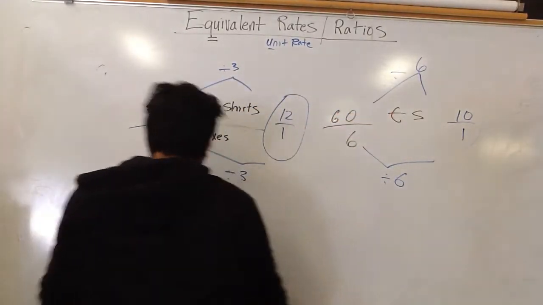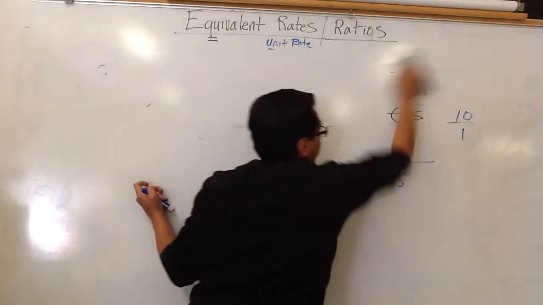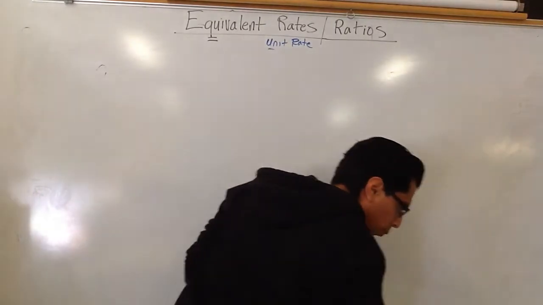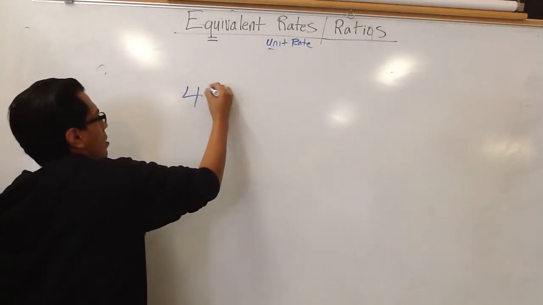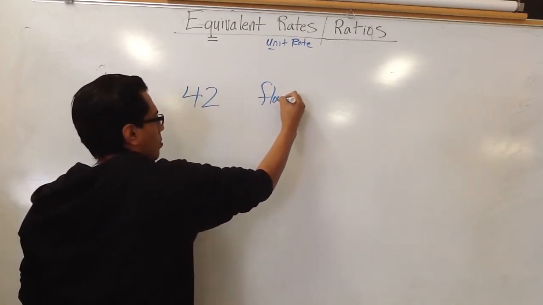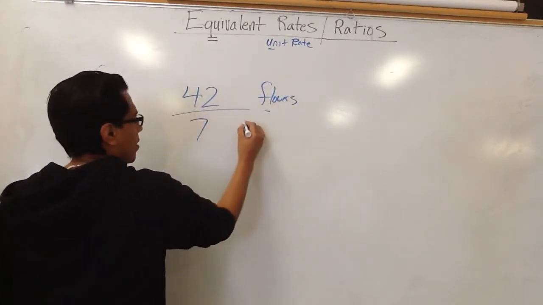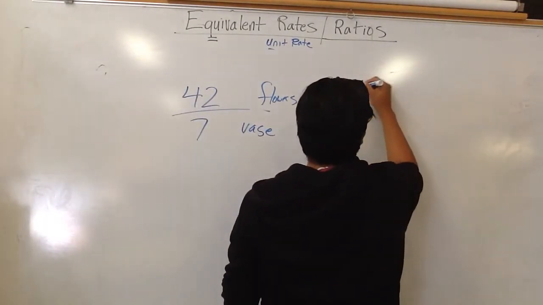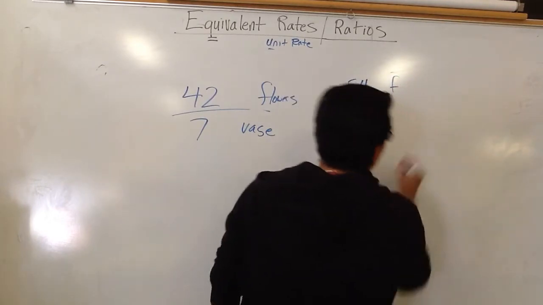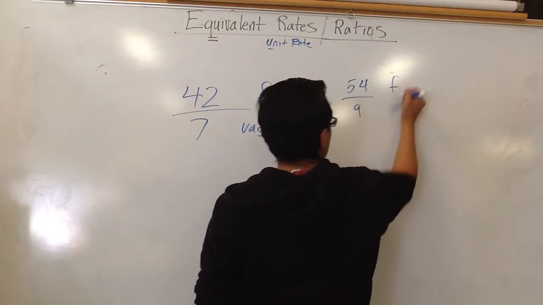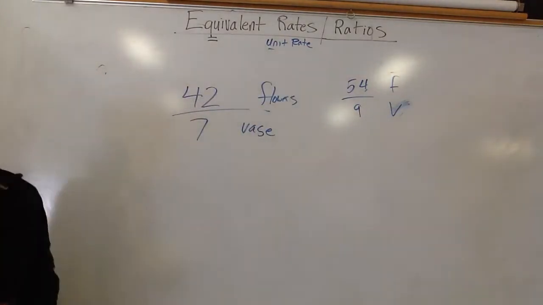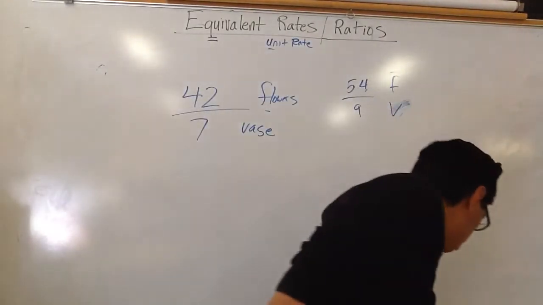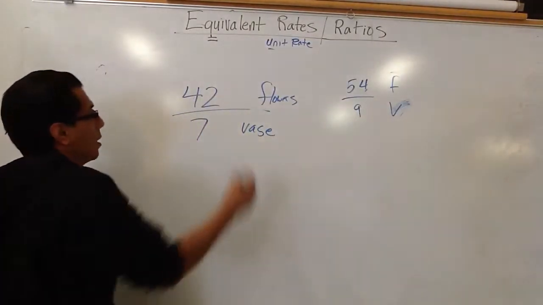Use your unit rate method. How about this one? 42 flowers in 7 vases. Is that equivalent to 54 flowers in 9 vases? Are those equivalent? I don't know. So let's use the method I took. Unit rate. Say unit rate. Take it down to 1.